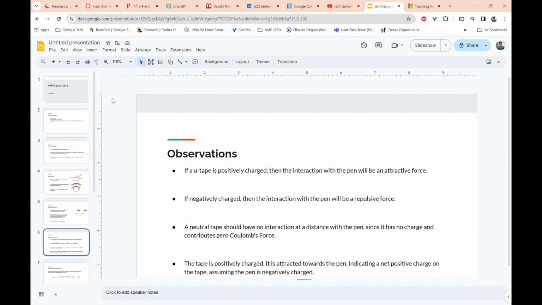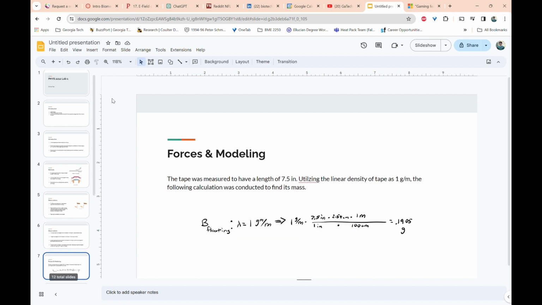Some other key observations are as follows. If the U-tape had happened to be positively charged, the interaction with the pen would have been an attractive force. Likewise, if the U-tape was negatively charged, then the interaction with the pen would have been repulsive. Had the tape been neutral, there should have been no interaction with the pen, since it would have no charge and contribute zero force via Coulomb's law. After these assumptions, it was found that the tape was positively charged since it was attracted towards the pen, which indicated that the charge was positive because the pen was known to be negative.